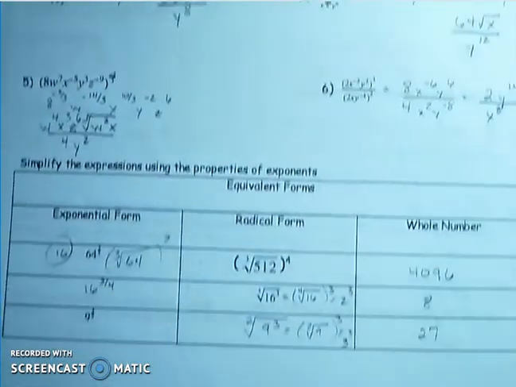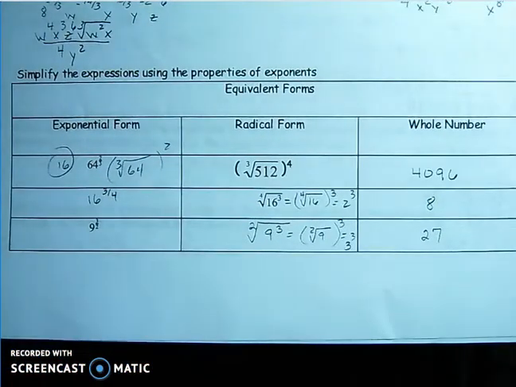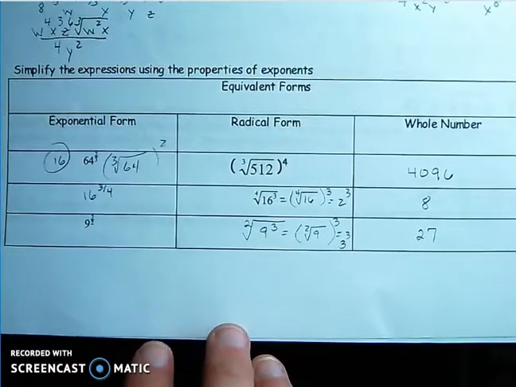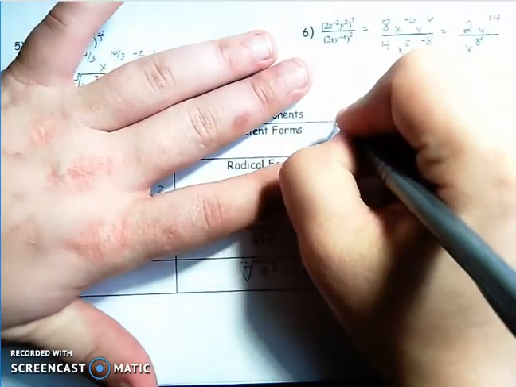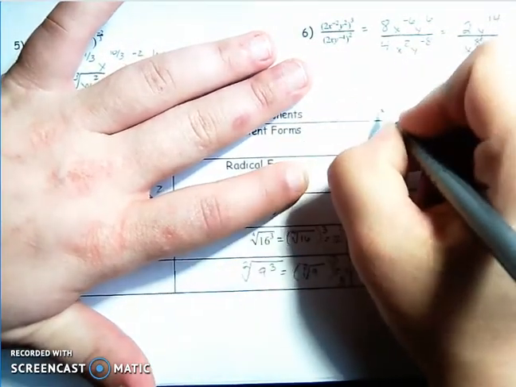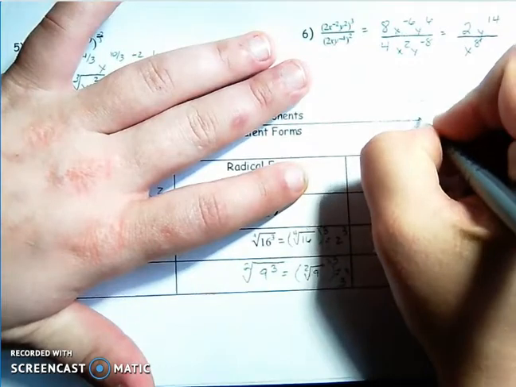Next, you need to be able to go through exponential form, radical form, and its whole number. This is what the questions up top were referring to. If you remember, we talked about this as a to the m over n is the same thing as the nth root of a to the m.